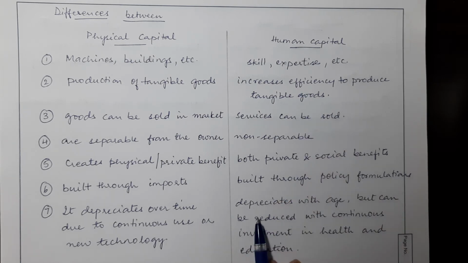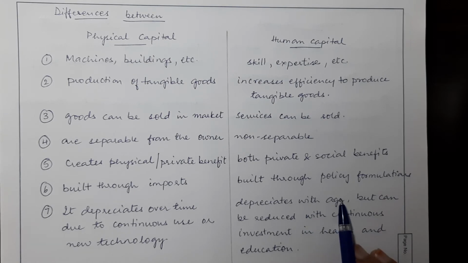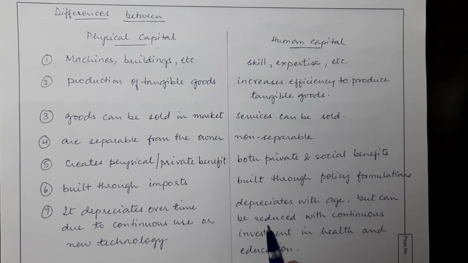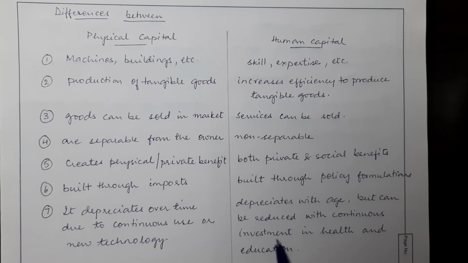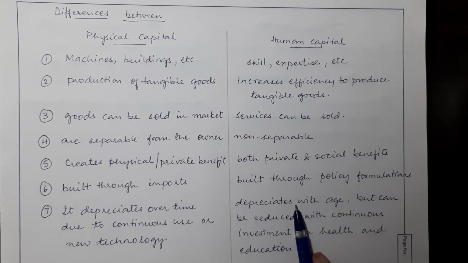Then human capital depreciates, but it depreciates with age. As a person grows old, his efficiency to do work might depreciate. But it can be reduced. How? With continuous investment in health and education. So if you keep yourselves abreast of the knowledge and the skill part, and also a person looks after his health carefully, then this depreciation can be taken care of.